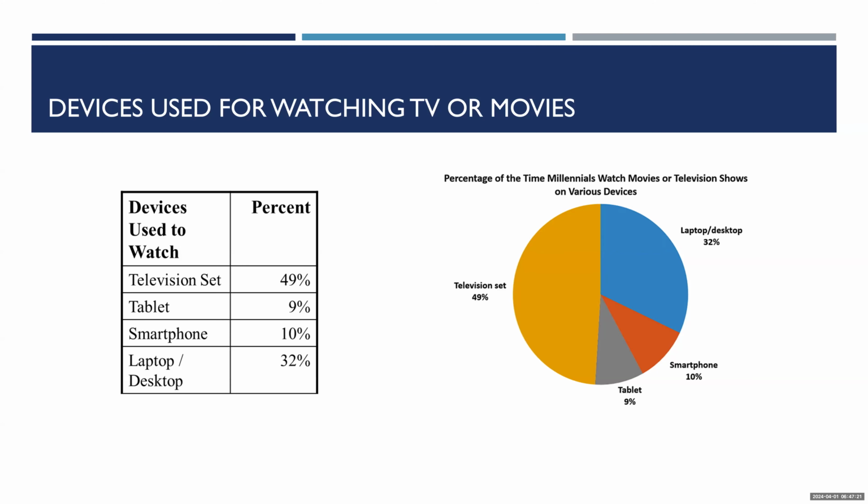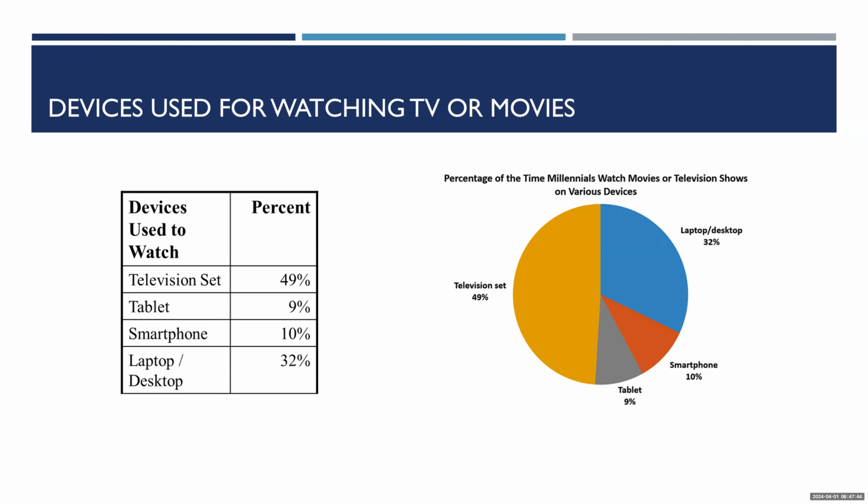You would see a much smaller sliver for the smartphone or tablet. Now, what's interesting about this is that if you were looking at maybe the I generation or Gen Z, you would probably see a lot smaller quantity on the television set or a laptop or desktop, and a lot higher number on a smartphone or tablet. So this information is really useful when you're thinking generationally.